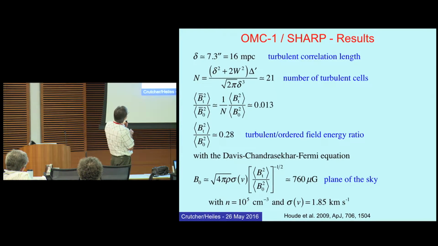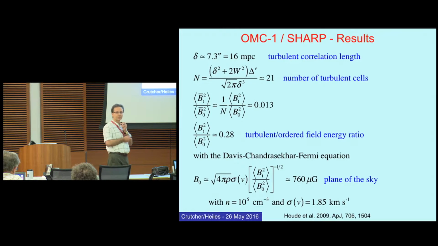For OMC-1, we had a correlation length of 16 milliparsec, which implies, because you know your beam, that you know the number of turbulent cells in your beam. In this case, we had 21. So this energy content you saw before, straight from the data, appeared to be about 1.3%. But now if you correct for the integration in the beam of those 21 cells, what you find is that there's a whole lot more turbulence. You went from 1.3 to 28%.